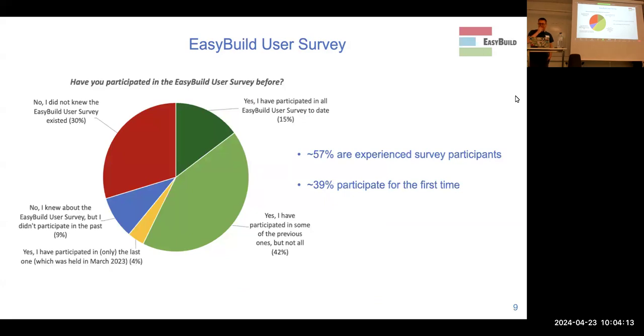A new question I added, because I felt I had the room, is if people have participated in the survey before. What's interesting here is that it's a nice mix of people who are experienced participants in the survey. So over half of them have at least filled it out once or multiple times. And about 40% are new to the survey at all. So that's already, to me, that's good. That's a mix of different types of people. New to the survey, maybe not necessarily new to the community, and people who have filled it out quite a bit already.